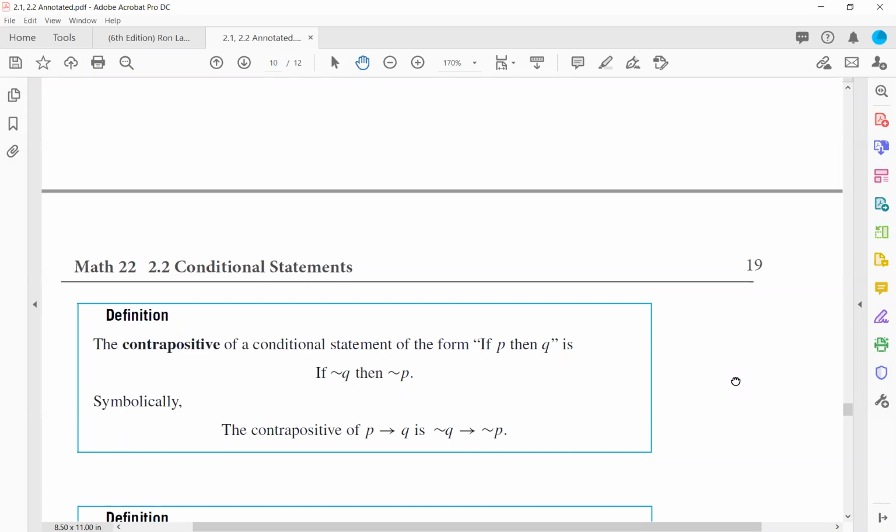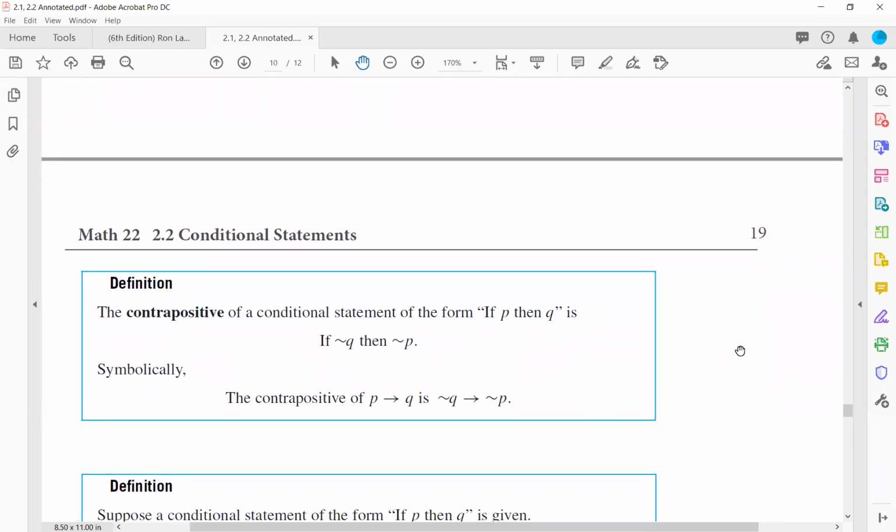Definition of contrapositive. Suppose you have a conditional statement, P then Q. So this is your conditional statement. The contrapositive of this conditional statement is not Q then not P. Okay. This is the contrapositive.